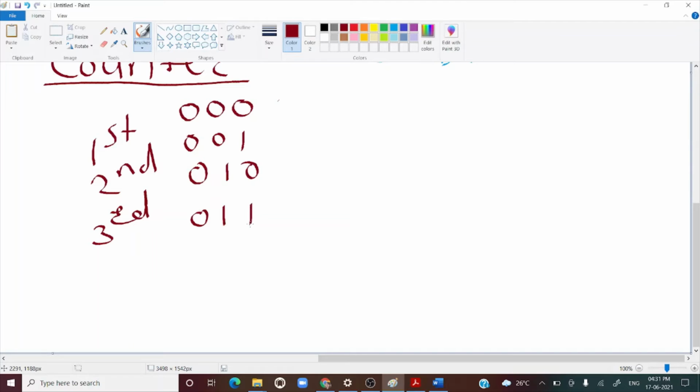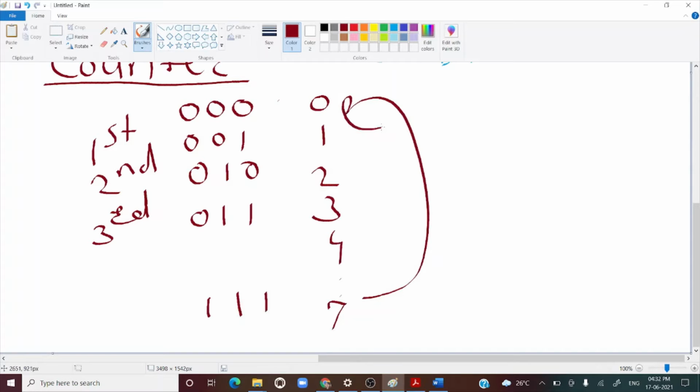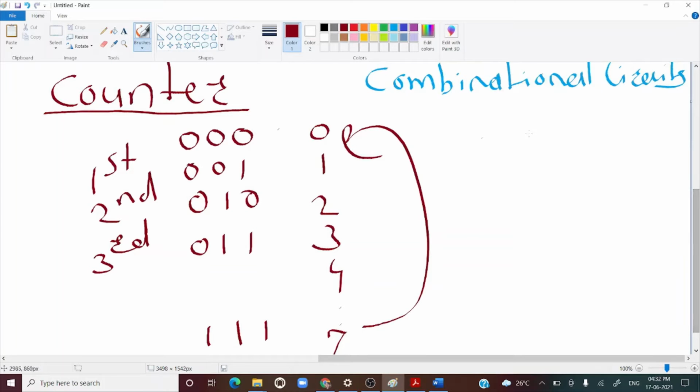So here in decimal we can write 0, 1, 2, 3, 4 up to 7. The maximum output will be 1, 1, 1, that is 7, and again it will go to 0. So this counter is an example of a sequential circuit. Now you can observe the sequence of the outputs. After 0, 0, 0, you get the next output 0, 0, 1. After 0, 0, 1, if the proper clock pulse is applied, the next output is 0, 1, 0. After that, the next output is 0, 1, 1. So here you are getting the sequential output.